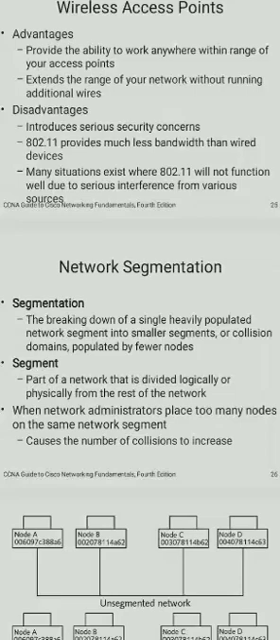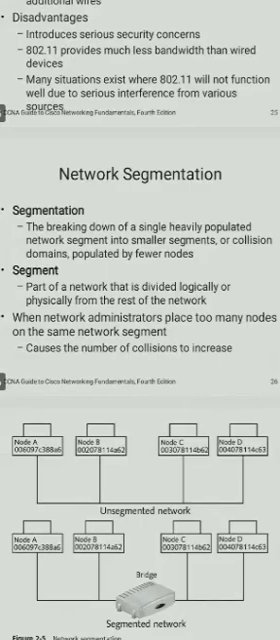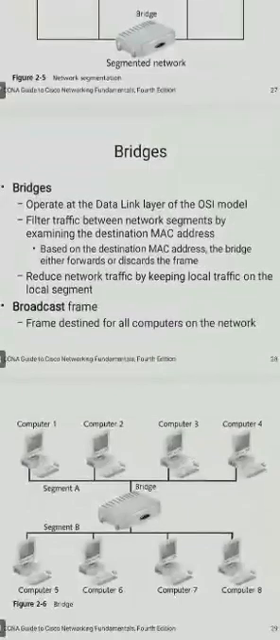Network segmentation is the breaking down of a single heavily populated network segment into smaller segments or collision domains populated by fewer nodes. A segment is part of a network that is divided logically or physically from the rest of the network. When network administrators place too many nodes on the same network segment, it causes the number of collisions to increase. So next is bridges.